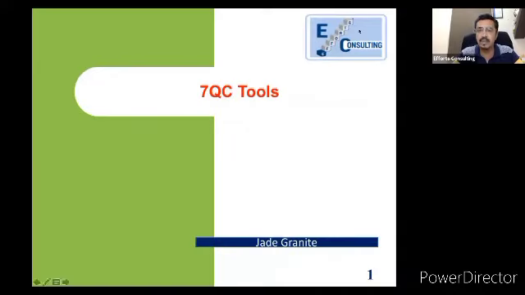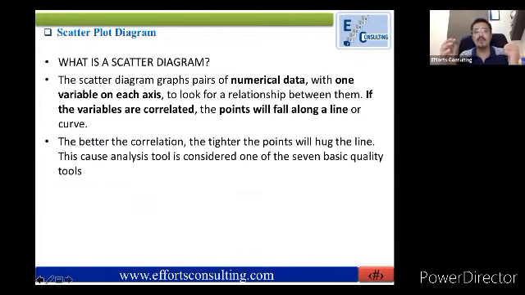We started with the 7QC tools. A scatterplot is where you have an independent variable and a dependent variable. The dependent variable is Y, and you may have many other variables or maybe a single variable. Let's say I am traveling somewhere: the number of kilometers I travel and my consumption of petrol. My consumption of petrol depends on the kilometers I travel by car or scooter or two-wheeler, right? If my kilometers increase, then definitely the consumption of petrol will increase. This is the known phenomenon.